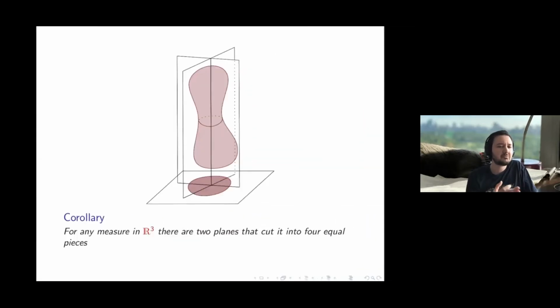So this is an extension of, or a trivial corollary from the things I've been telling you, that for any measure in R^3, there are 2 planes that cut it into 4 parts of equal measure, okay?